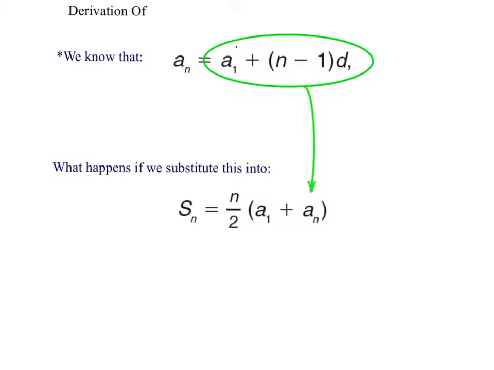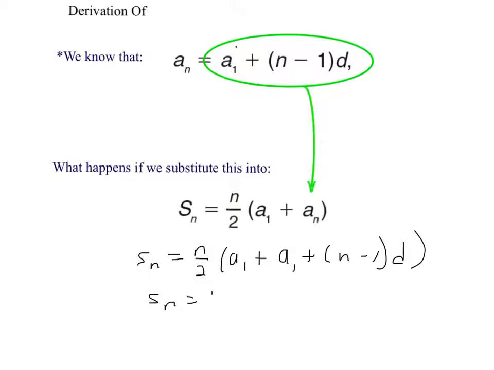So s sub n is equal to n over 2, and then I have a sub 1 plus, and I'm going to plug in a sub n, so I have a sub 1 plus n minus 1 times d. Now looking at this, I see that I have two like terms. I'm going to add those two like terms together. So s sub n is equal to n over 2, and then I get 2a sub 1 plus the quantity n minus 1 times d.